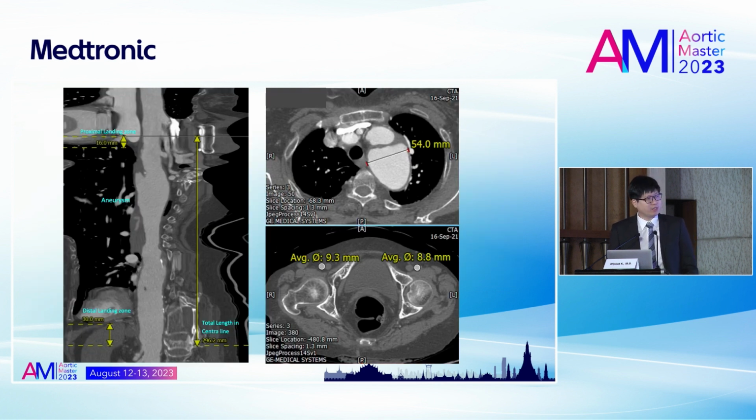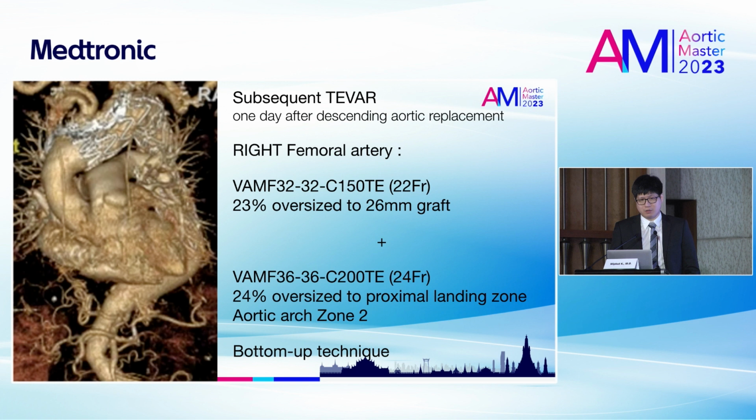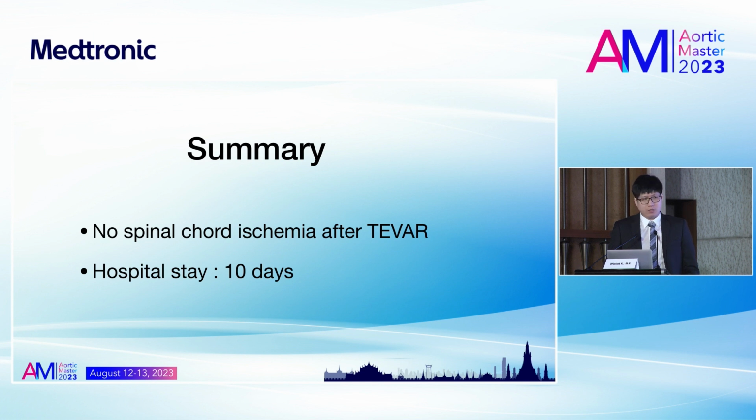Here's the plan. We can see both of her femoral arteries were good, and I decided to choose the right femoral artery to put the main device. So we used 2 stents as shown here, with a bottom-up technique, oversized as shown here, and the results were good. On post-operative day 1, there was no sign of spinal cord ischemia after TEVAR and no endoleak. The patient's hospital stay was only 10 days after the operation, and she recovered well.